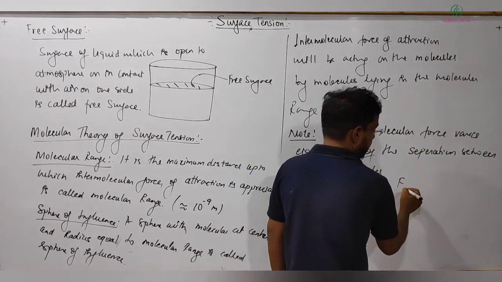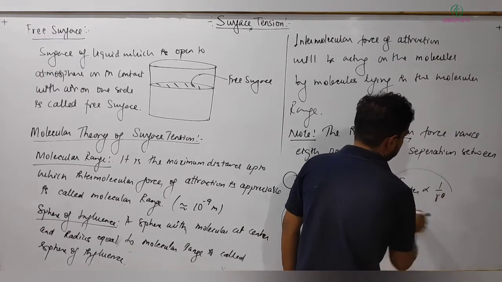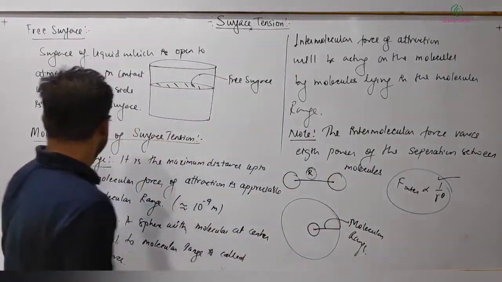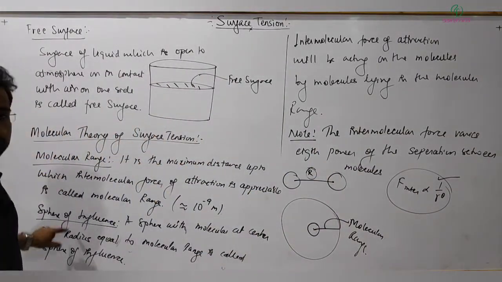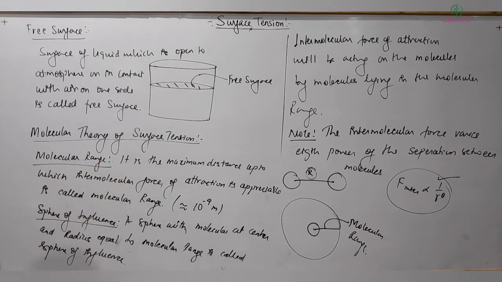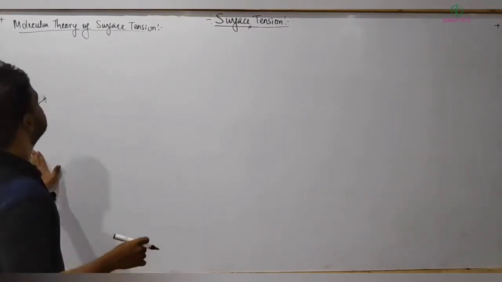I mean, if I say F intermolecular, it will be inversely proportional to R raised to power 8. That is just for your information, not much important. Okay, so let's understand exactly. These are just few terms which we will need in this molecular theory of surface tension. So let me explain what exactly that is. Okay, let's continue with molecular theory of surface tension.